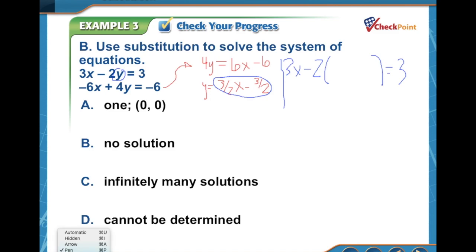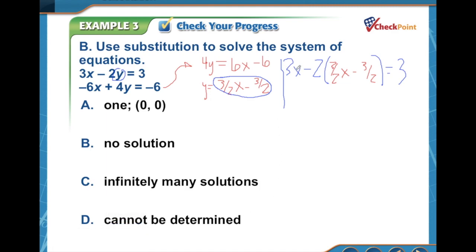So let's change our color just to make sure we're on the same page here. Plugging in what y is equal to, 3 halves x minus 3 halves. Now this looks super crazy, but it's going to simplify pretty well for us, and then we'll have our answer.